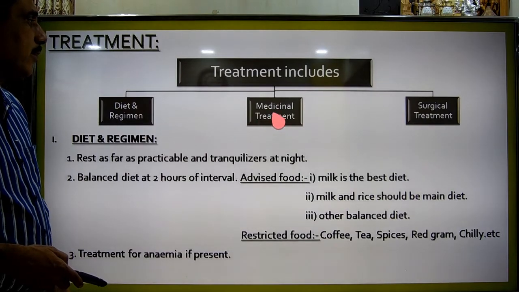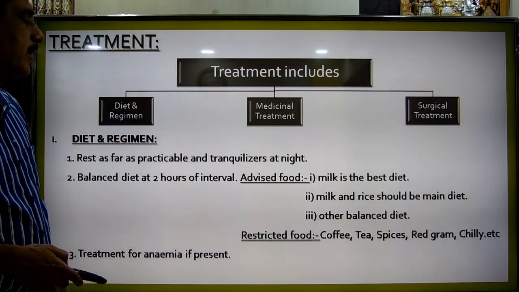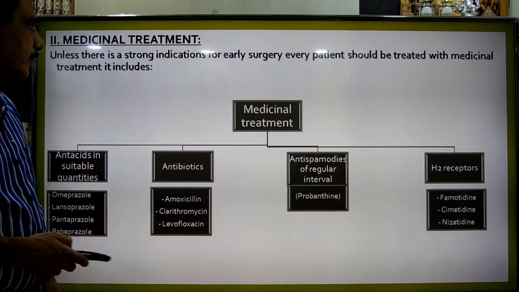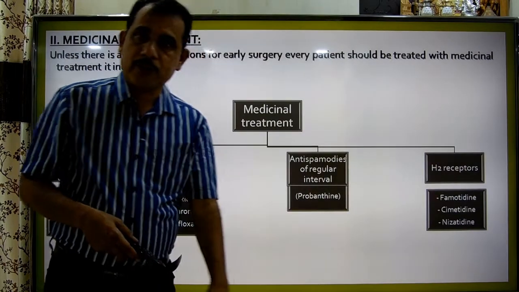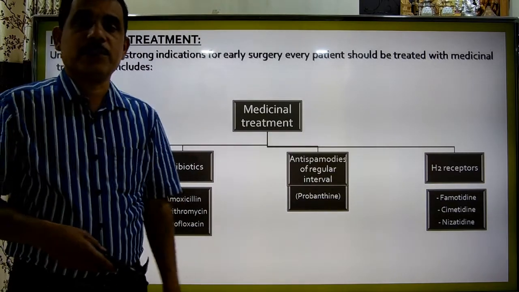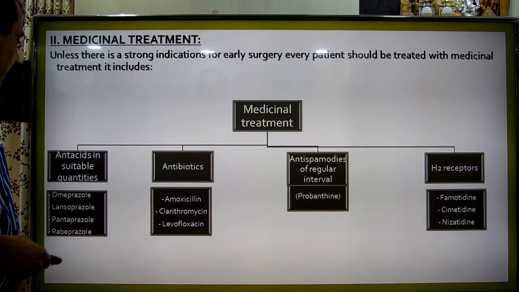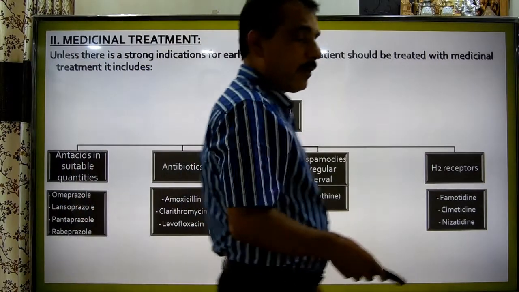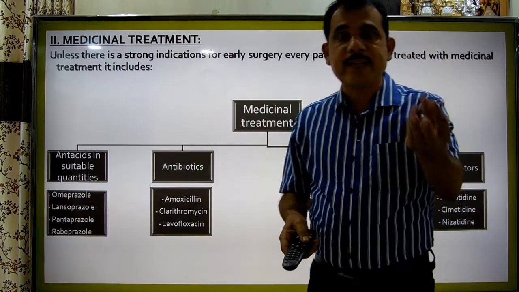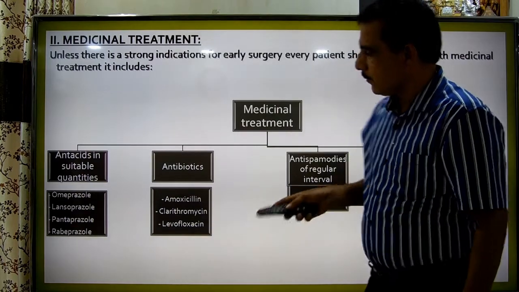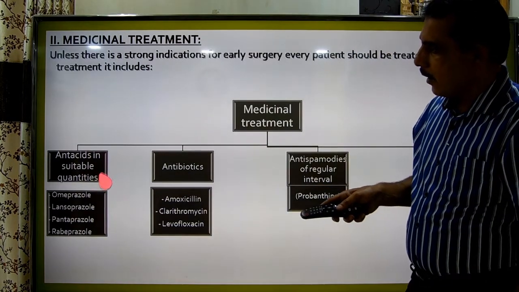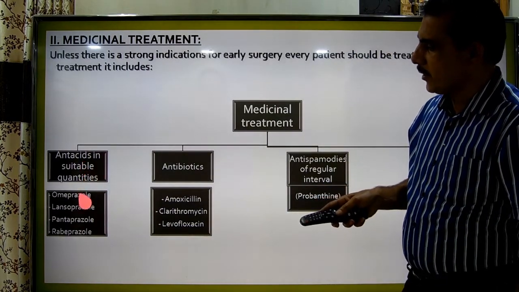The next treatment is the medicinal treatment. The medicinal treatment includes four types of medicines you have to use here. First of all, the antacids, to neutralize the acid. Antacids are given in suitable quantities.